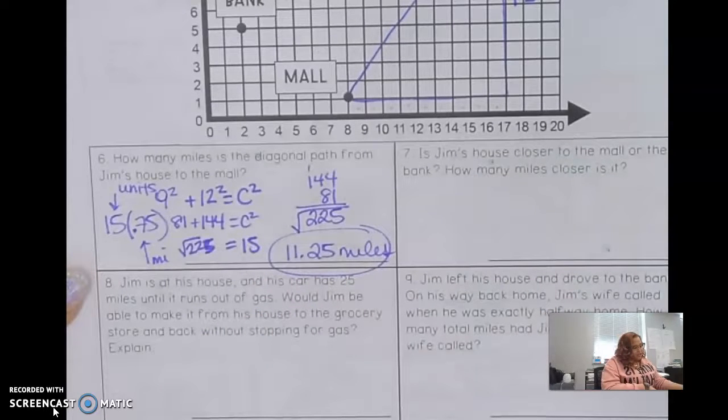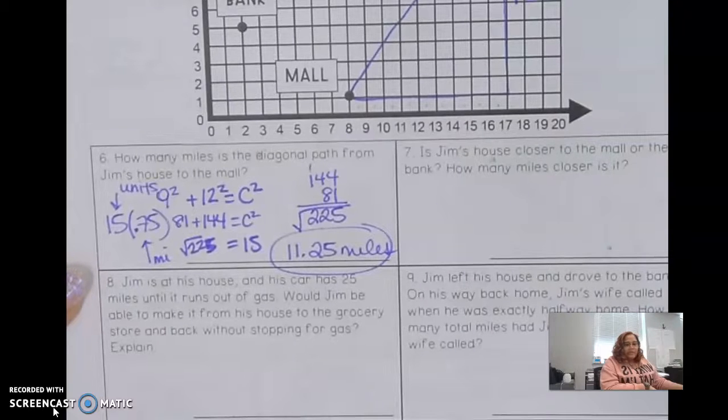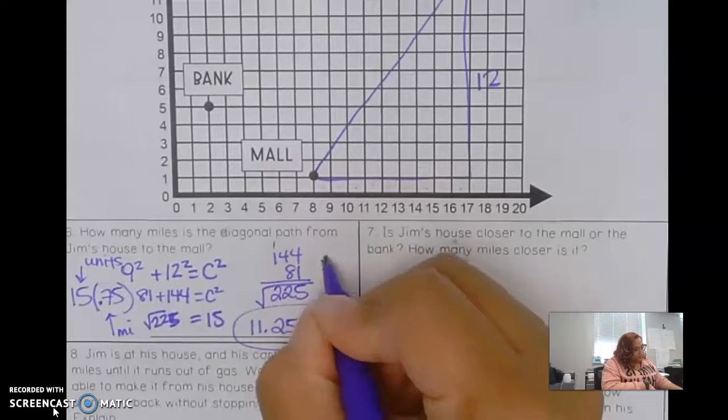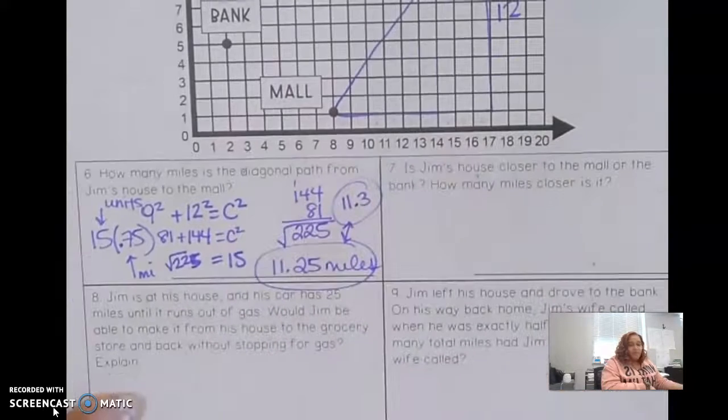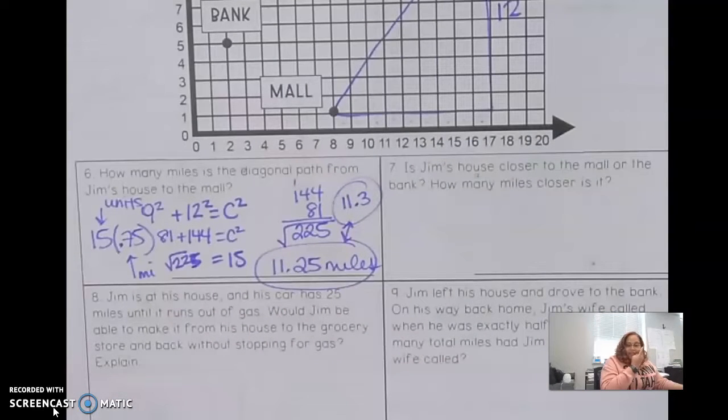It says round to the nearest tenth. Let's follow the directions, and this will actually be 11.3, but I will accept both. So when you submit these in Skyward, I'll put both answers there and they'll both be acceptable.